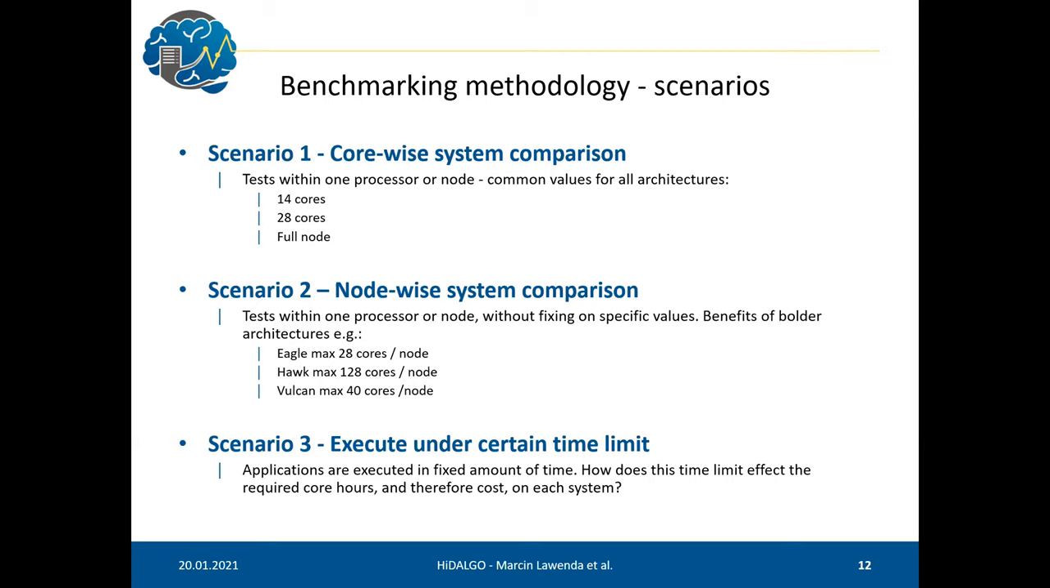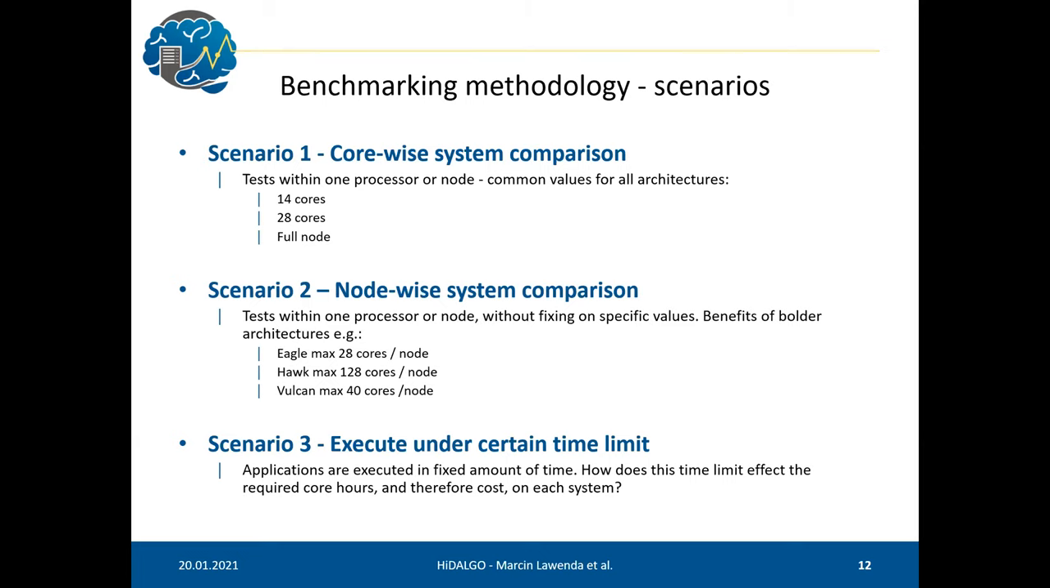We decided to pick up these three values, which are common for all three machines. So this is the 14 cores, because this is the smallest common value for all processors which are part of this test. 28, which is the smallest common value per node, and the full node whenever it applies.